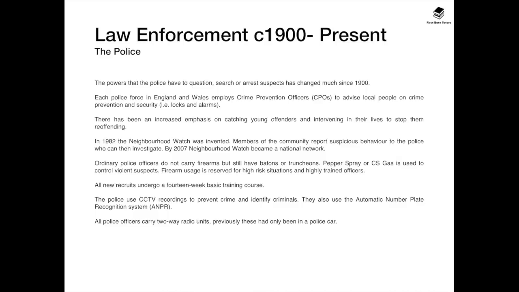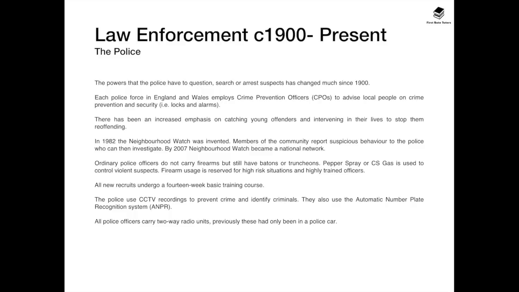Law enforcement. The powers that the police have to question, search, or arrest suspects has changed much since 1900. Each police force in England and Wales employs crime prevention officers to advise local people on crime prevention and security. There has been an increased emphasis on catching young offenders and intervening in their lives to stop them from reoffending.